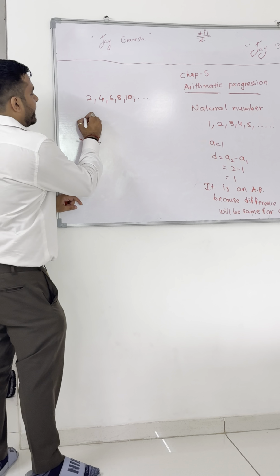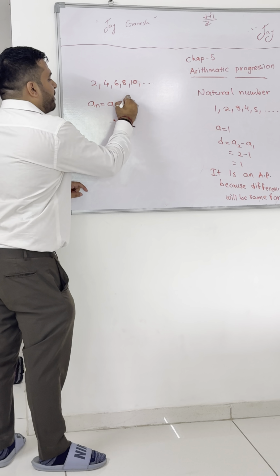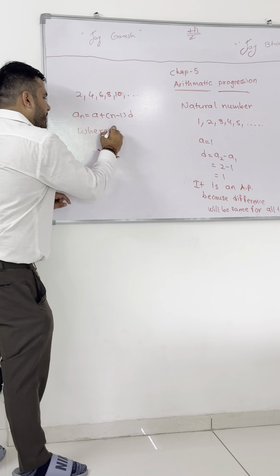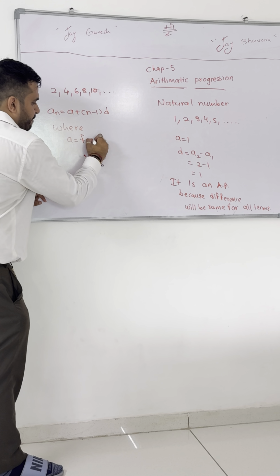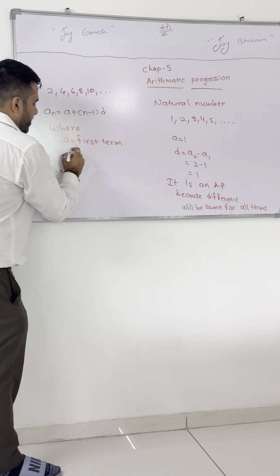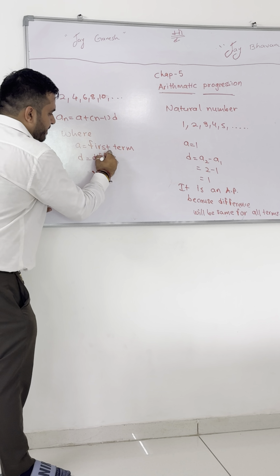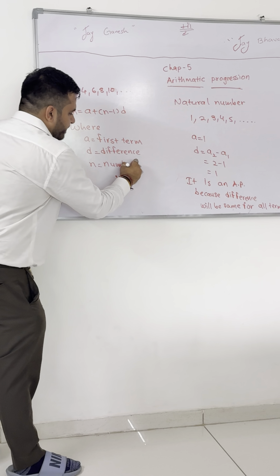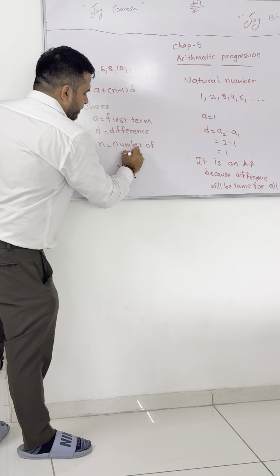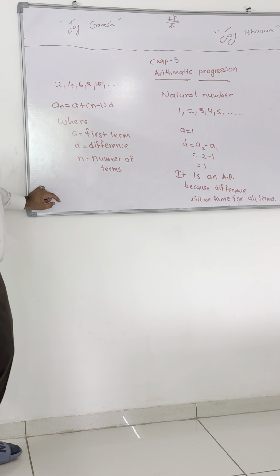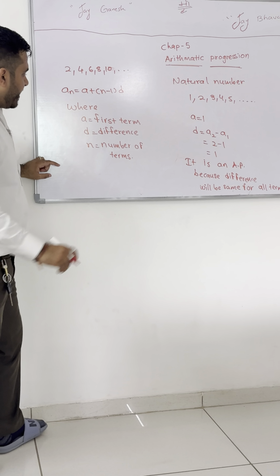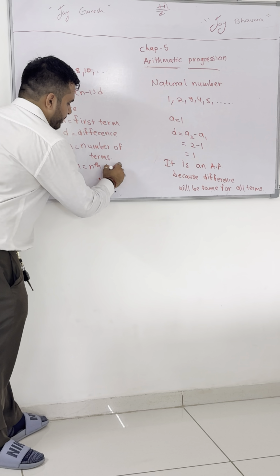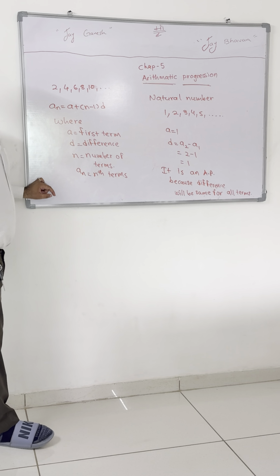The formula is An equals A plus n minus 1 into D, where A is the first term, D is the difference, and n is the number of terms. Here the number of terms is 50, and An is the nth term. So here we have to find the 50th term.